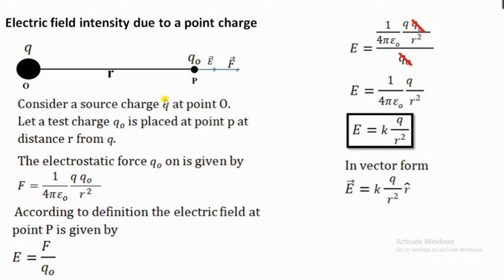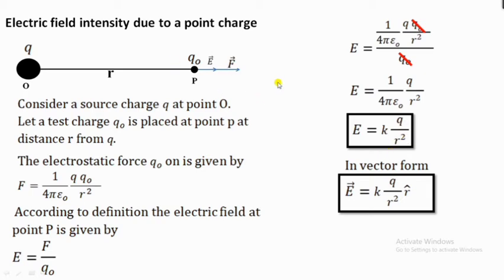And in vector form we can write this. Now out here you can see the electric field depends on charge as well as the distance. So if you increase the source charge, then electric field will increase, and if you increase the distance, the electric field will decrease, because it's an inverse square law.